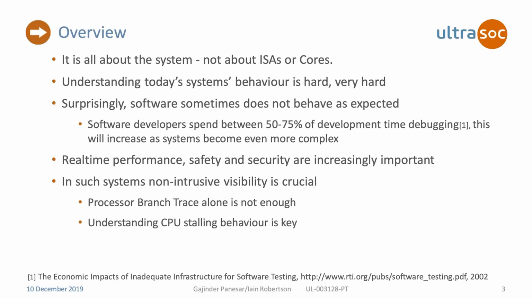And processor branch trace only gives you so much. For real-time safety critical and security critical systems, understanding CPU stalling behavior is key. CPU trace can obviously generate a large amount of trace, and so managing and controlling how much you get off is important. So having different kinds of tracing, filtering mechanisms, both from within the CPU and also external events that are detected within the SoC is crucial. So I'm going to pass over to Iain.